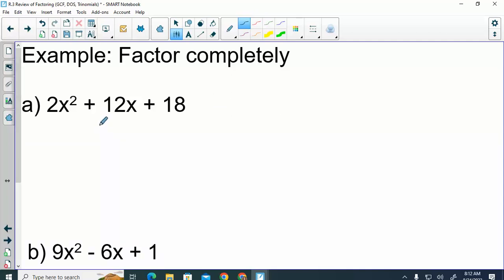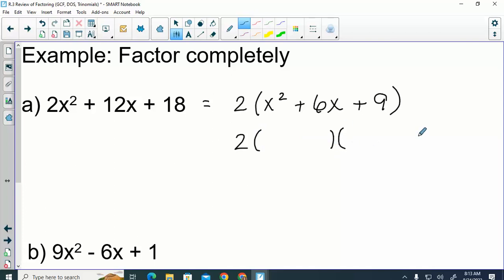Looking at this one, what do I need to do first? Greatest common factor, I can take out the 2 here. And that's x squared plus 6x plus 9. And then we don't even need slip and slide. So because it's a 1x squared now, we can factor easily. Multiply to 9 and add to 6 would be 3 and 3. So that's 2 times the x plus 3 squared.